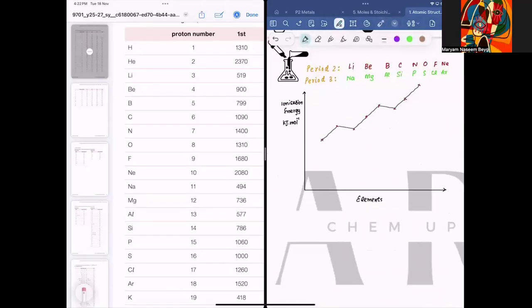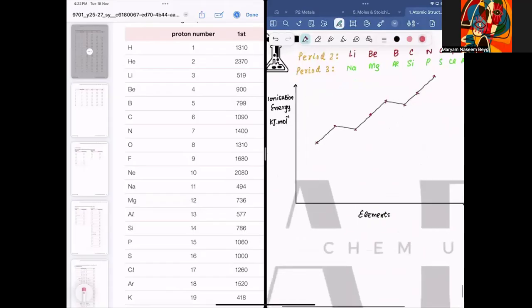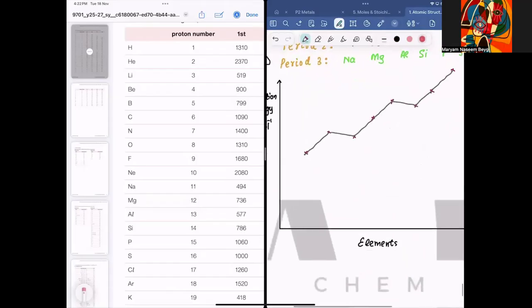Yes. Okay. So over here, the one which I have plotted is starting from period 2, first element, that is lithium. Then we have beryllium, then boron, then carbon, then nitrogen, then oxygen, then fluorine, and then neon. Now, if we move to period 3, we are again going to observe the same trend.